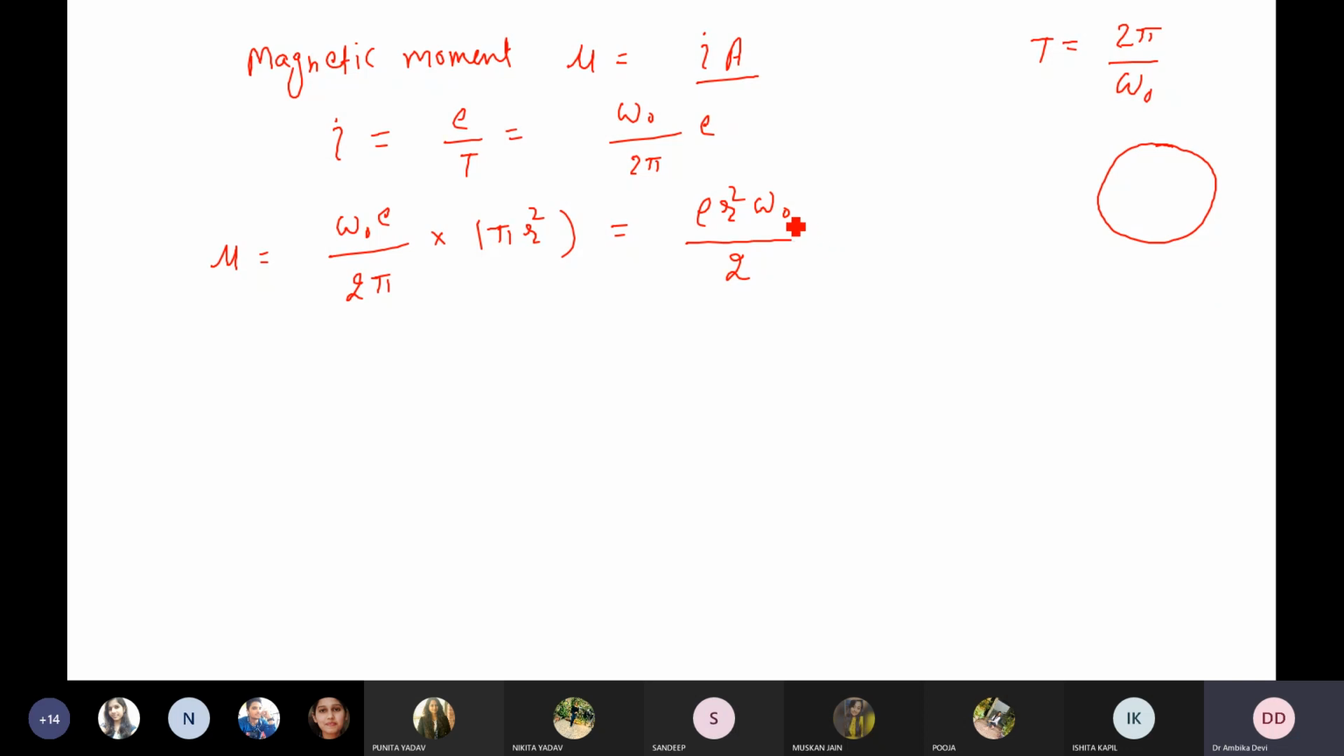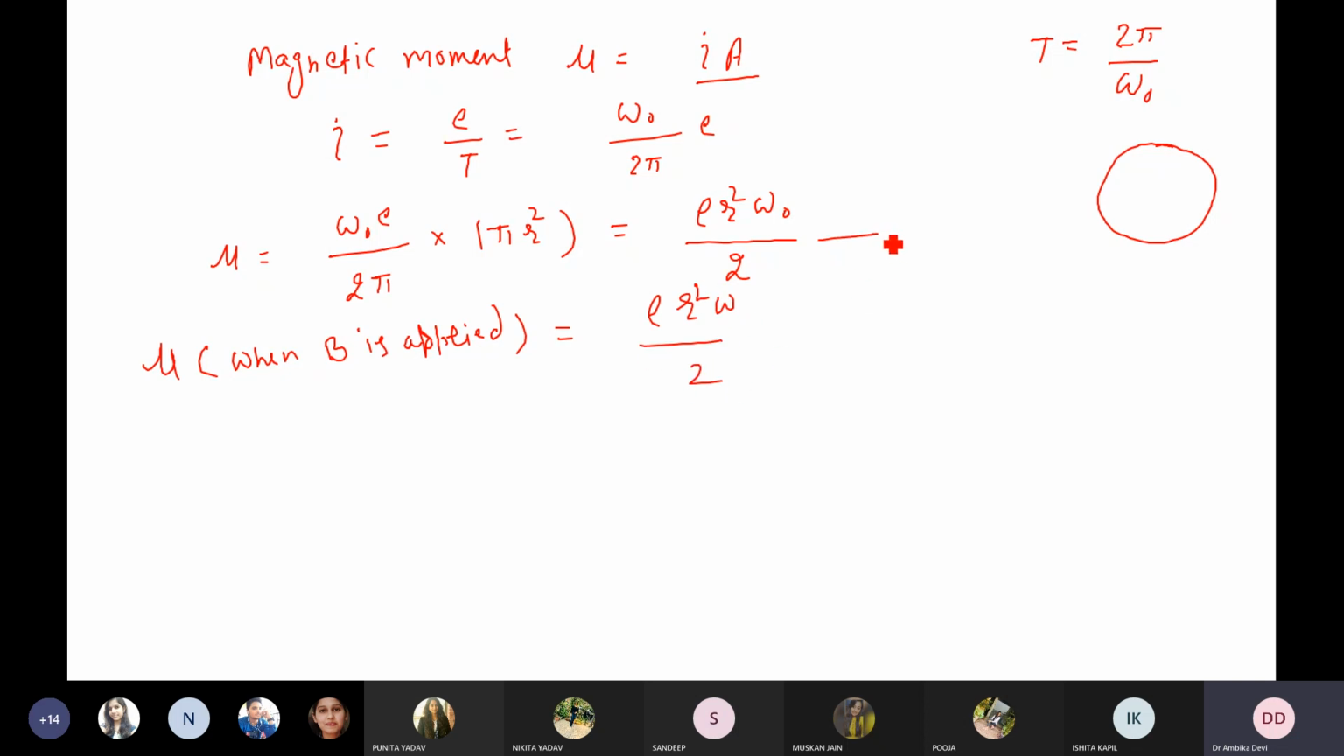If you apply a field, this ω₀ will become ω, so what will it become? Under the impact of the magnetic field, when B is applied, this is Er²ω/2.